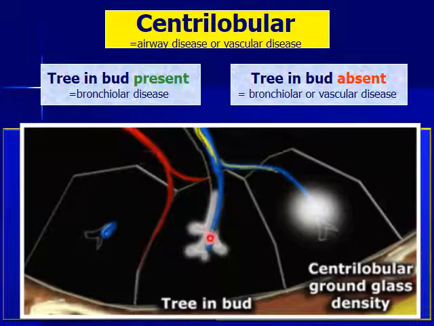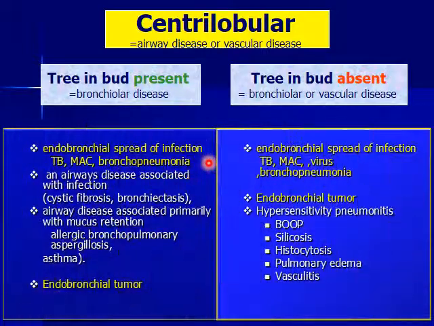If tree-in-bud is not present, this means that we have either disease due to small airway disease or small vessel disease, such as hypersensitivity pneumonitis or vasculitis and so on. And this is the differential diagnosis of tree-in-bud or absent tree-in-bud nodules.